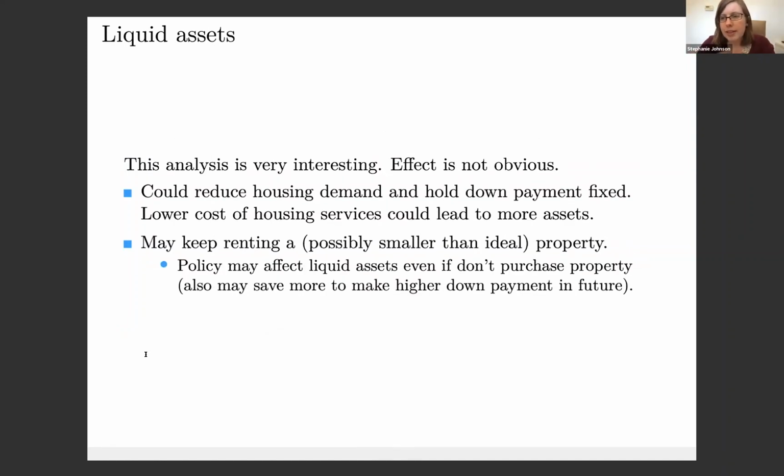I think the liquid assets analysis, like I said before, is really the most interesting part of the paper. And the effect here isn't obvious. It could be the households just reduce their housing demand and hold the down payment fixed. This would lead to a lower cost of housing services, and maybe they would end up accumulating more savings because of that. Or people might keep renting a property when they ideally wanted to move to a house, but then they don't bother moving to a bigger rented property because they're waiting until they accumulate enough assets to buy.